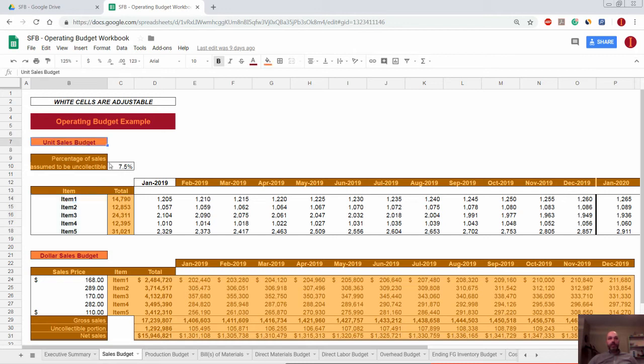So this is the unit sales budget up top here. Like I said, this percentage of sales assumed to be uncollectible translates into dollars down here, so it should probably be down here, and that way wouldn't start the spreadsheet off with it. That's a tweak I might make in the future. But anyways, for each item, you enter your forecasted item sales month by month over the upcoming year.